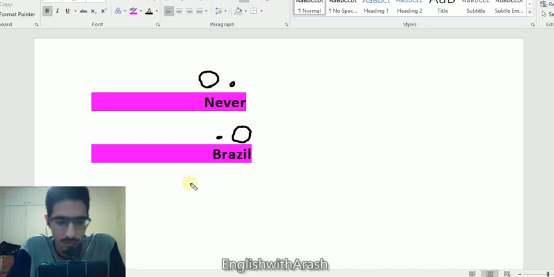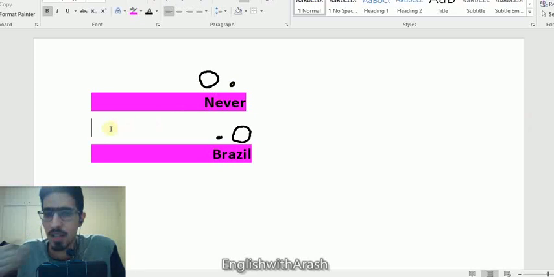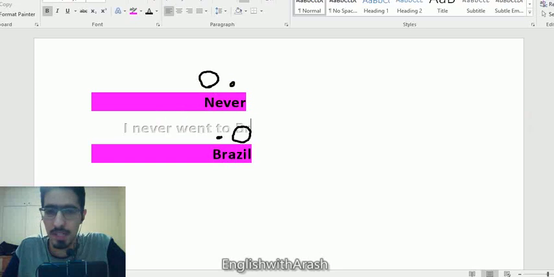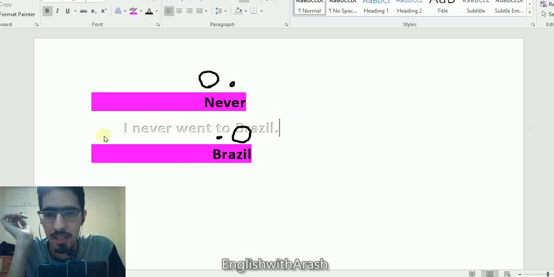Brazil. So maybe I need to zoom. So you see 2 words here. The first one is never, the second one is Brazil. They both have 2 syllables, but the first one has got the stress on the first syllable, which is never. So this one is Brazil. So if I want to write a sentence there, I can say I never went to Brazil, right?